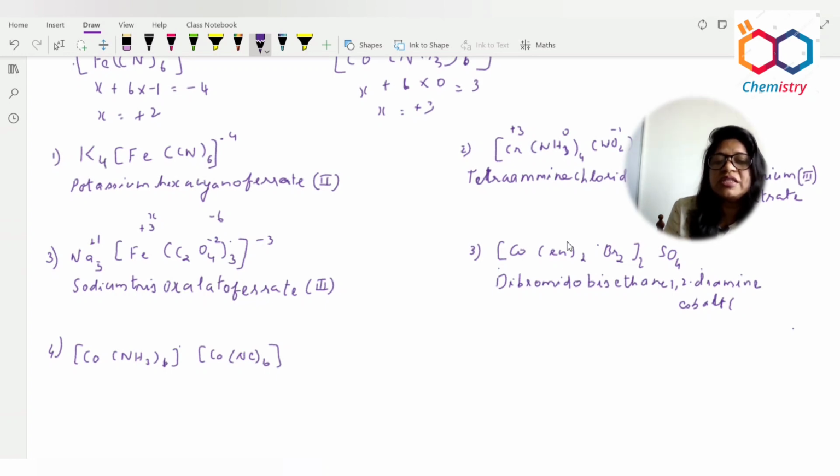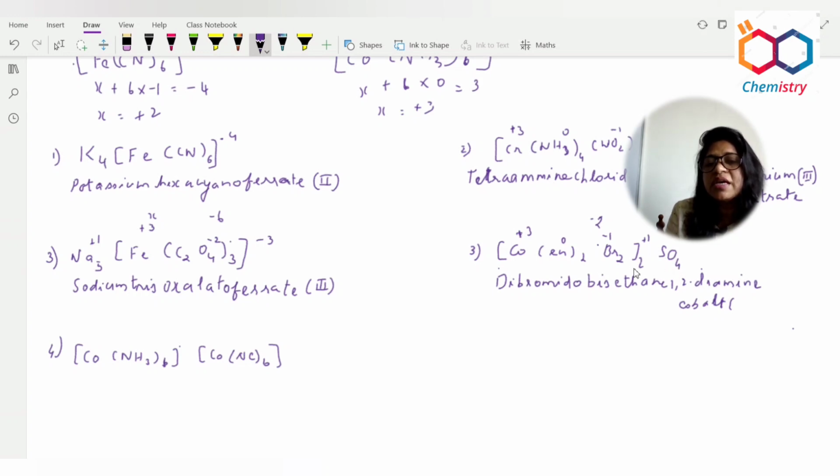Now what is the oxidation state here? Charge of en is 0, charge of bromine is -1. -1 into 2 is -2. So you have -2. Here sulfate is -2. So here we already wrote -2, means here it will be plus. This sulfate, -2 of sulfate, is written here. So outside the square bracket there will be +1. So if it is +1, what will be the charge here? +3. Because +3 and -2 will give you +1 outside.